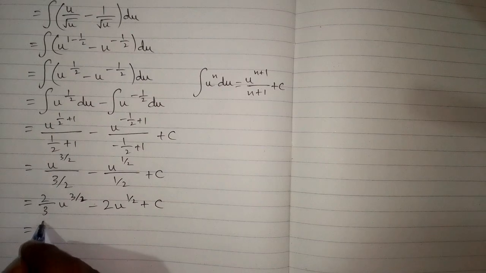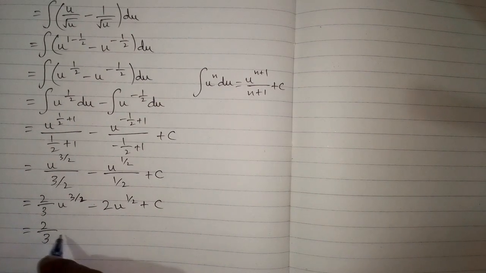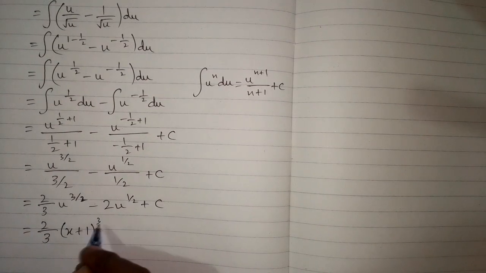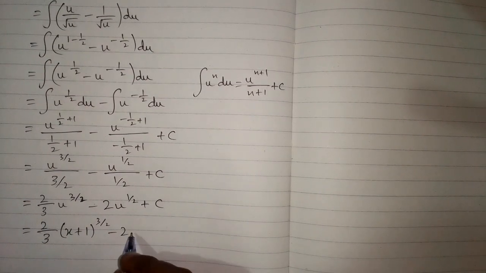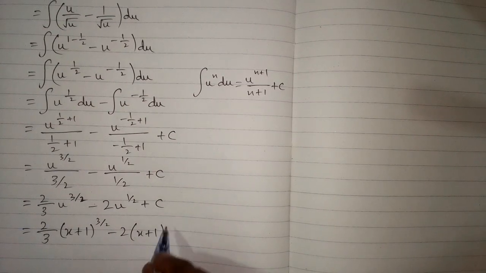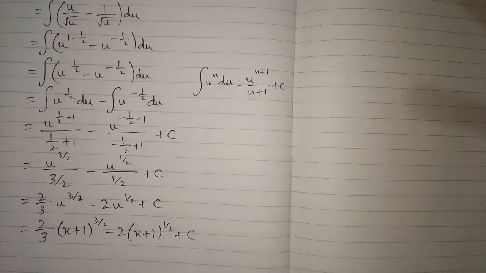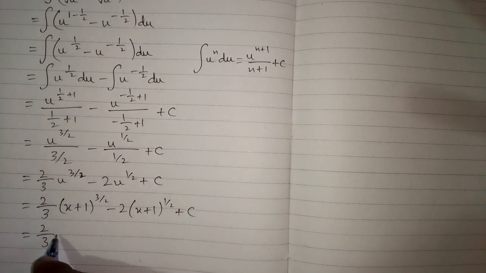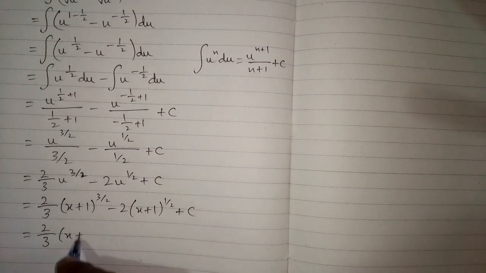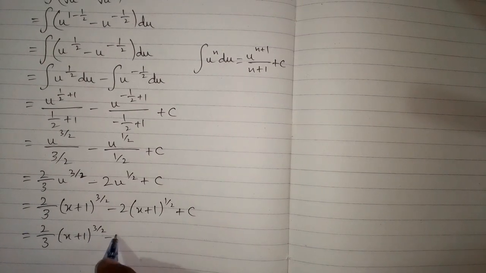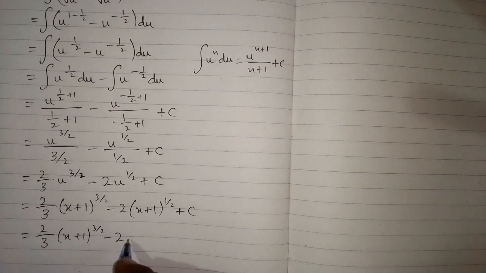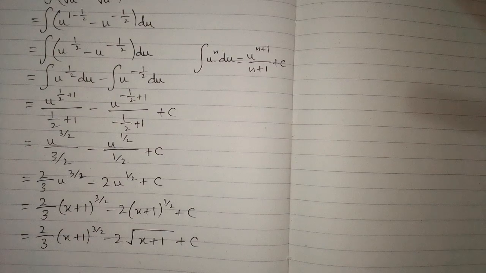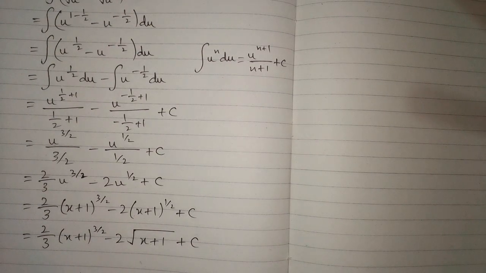Now we put the value of u. So we have 2 upon 3, and the value of u is x plus 1. So we have x plus 1 whole power 3 upon 2 minus 2 x plus 1 whole power 1 upon 2 plus c. Here c is the constant of integration, and this can be written as 2 upon 3 x plus 1 whole power 3 upon 2 minus 2, and this 1 upon 2 can be written as a square root of x plus 1 plus c, and this is the required answer.